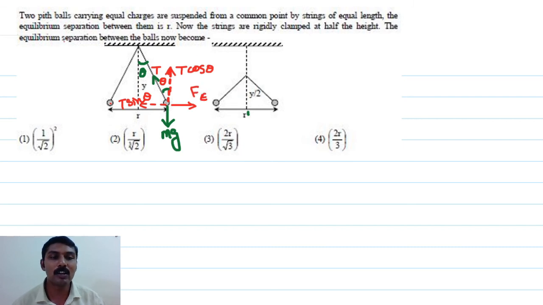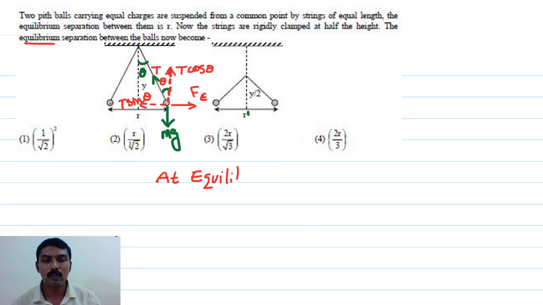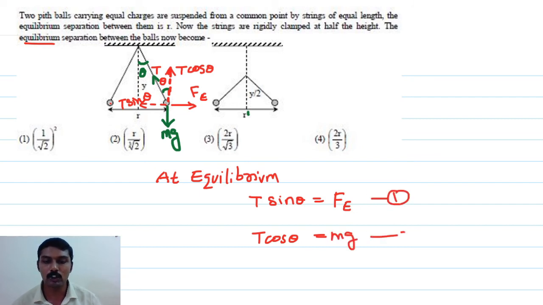Since the object is in equilibrium, as already specified, the forces balance out. Let's write down, at equilibrium, T sine theta is equal to the electrostatic force Fe. Similarly, the upward force T cos theta will be equal to mg. So let's divide these equations and watch how it works out.